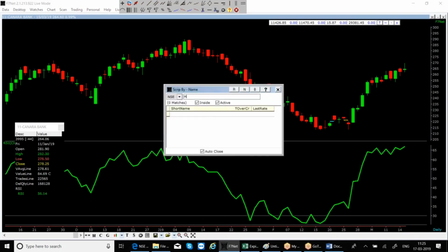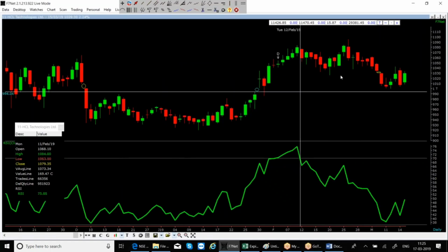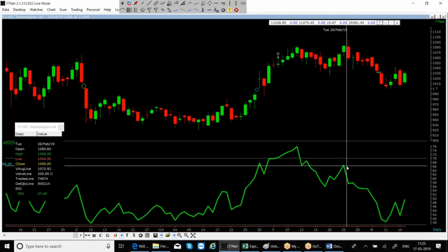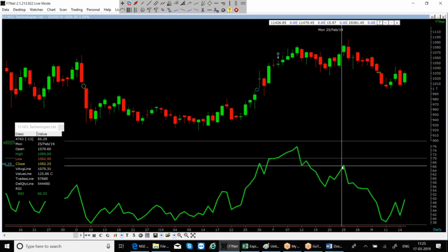Got it? Somebody is asking me for the HCL chart. Let us see. Now, can you understand? At the top, what have you seen? You have seen divergence at the top. Look at the RSI. Can you see, at the top, prices made a new high or the same high? RSI has not made the same high.